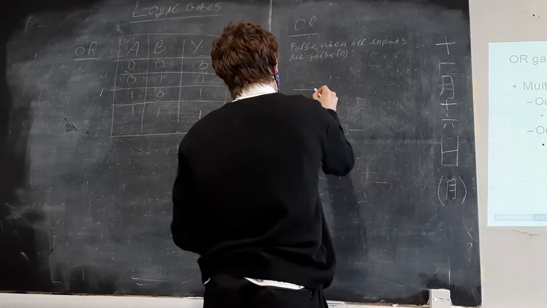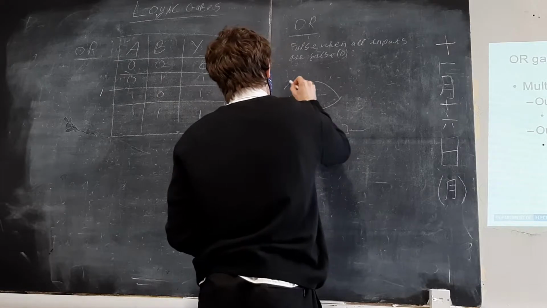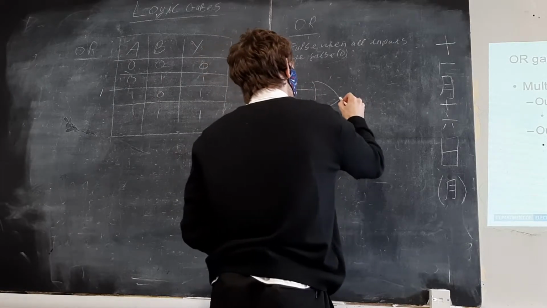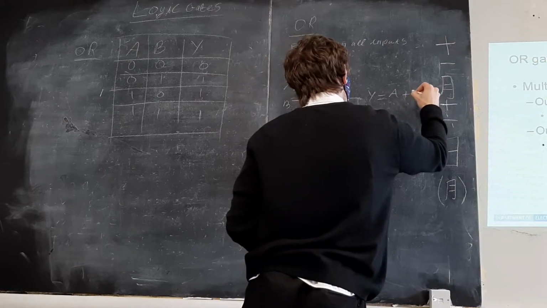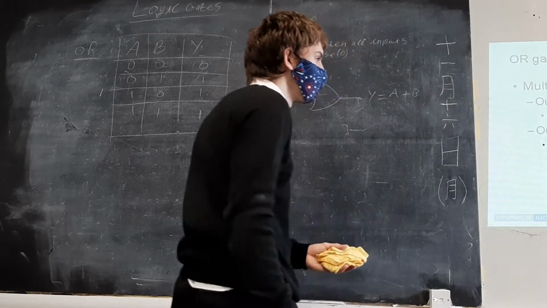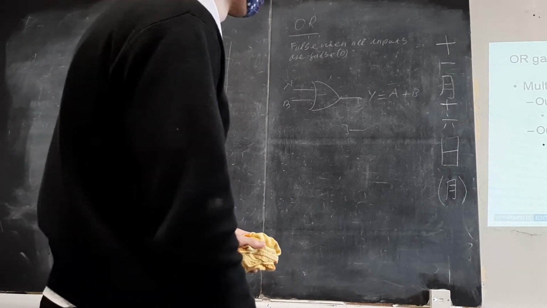So the gate looks like this. You have Y equaling A or B. Yes, it's plus, but it's OR in this case.